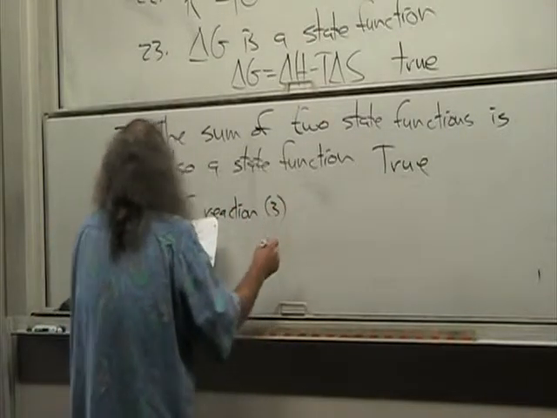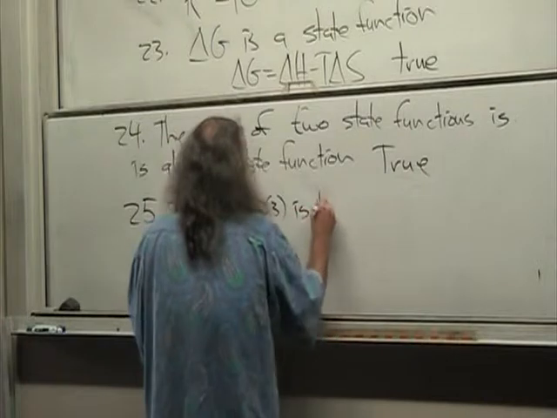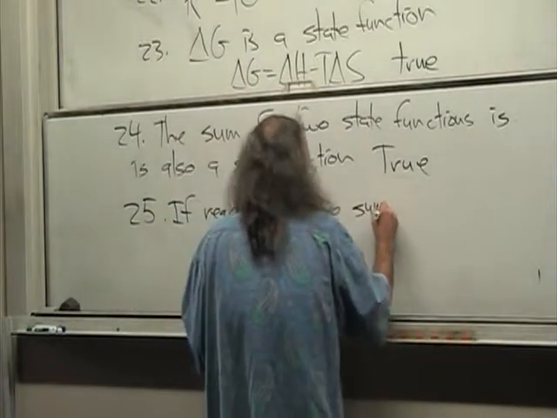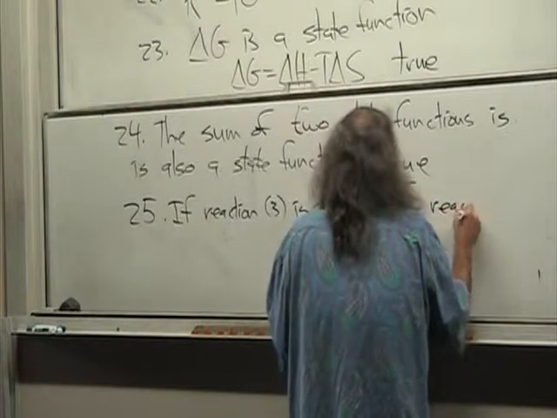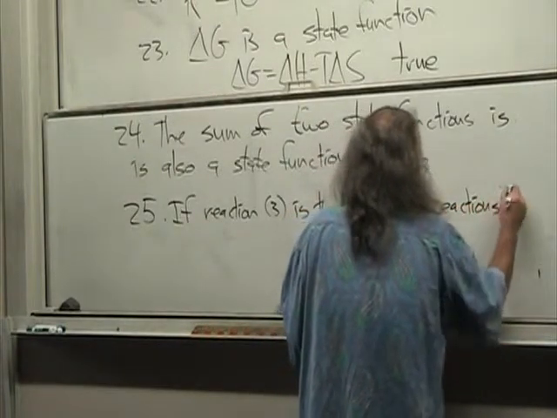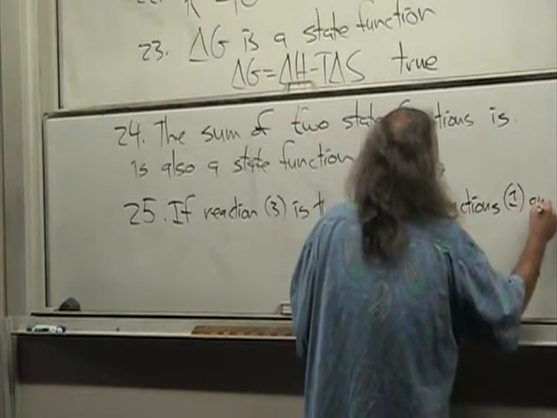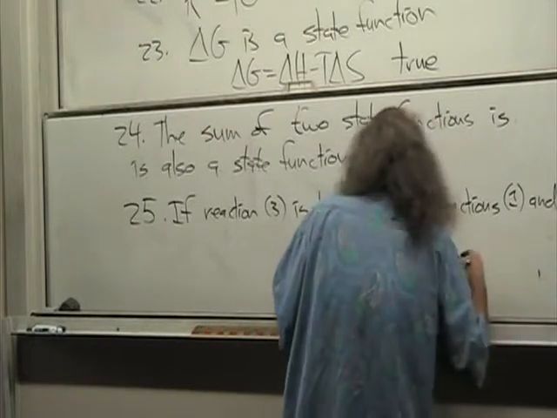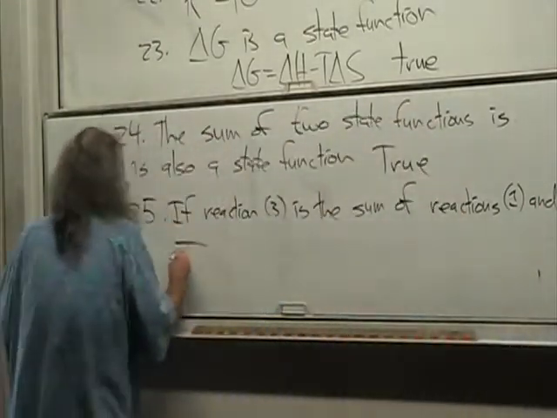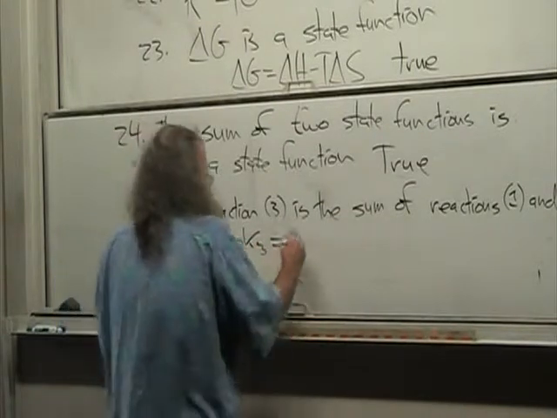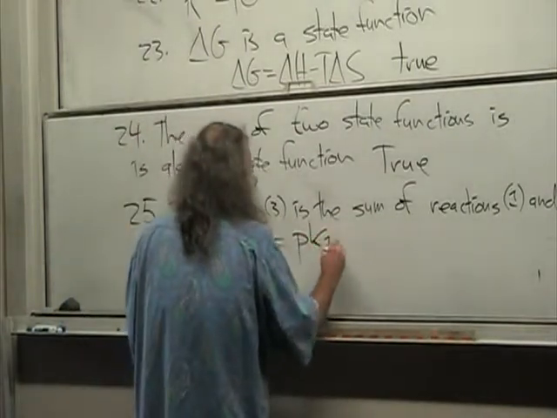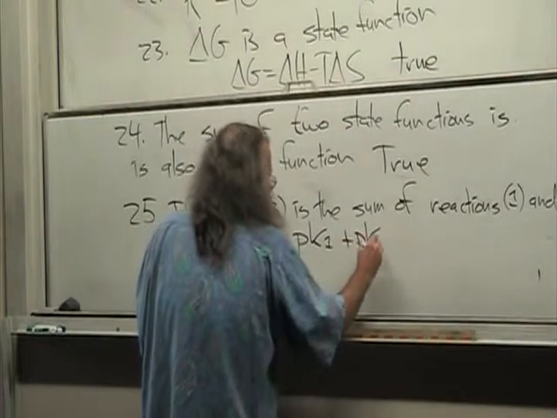if reaction 3 is the sum of reactions 1 and 2, then watch this. pK3 is going to be equal to pK1 plus pK2.